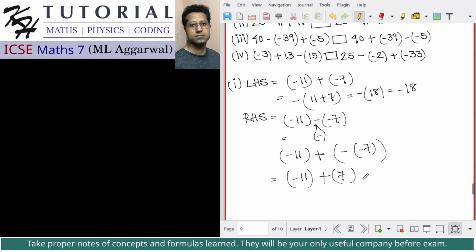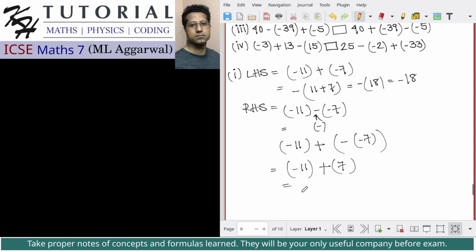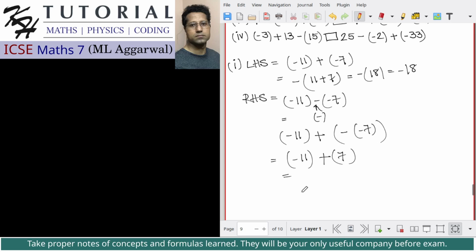So now we are adding two integers where one is negative and one is positive. Definitely the numerically greater value is minus 11. Between the integers minus 11 and 7, the numerically greater integer is minus 11. So I will do 11 minus 7, and then the sign will be the sign of the numerically greater integer, which in this case is minus 11, so its sign is minus. So we have now minus of 11 minus 7 is 4. So this is minus 4.